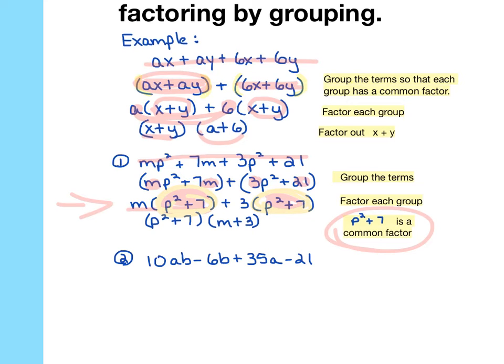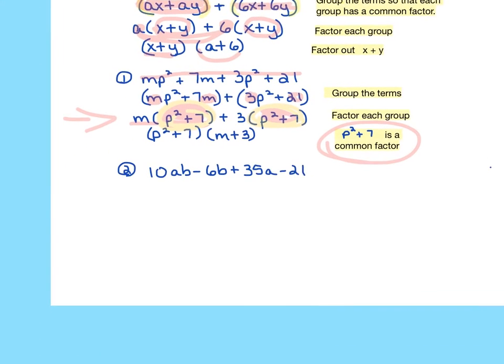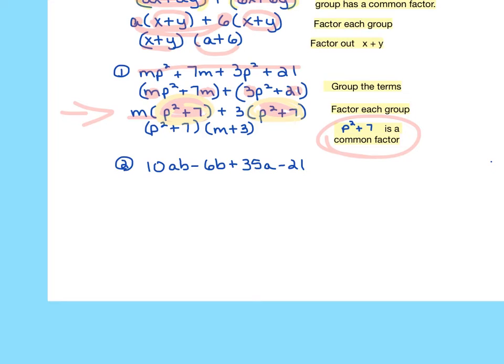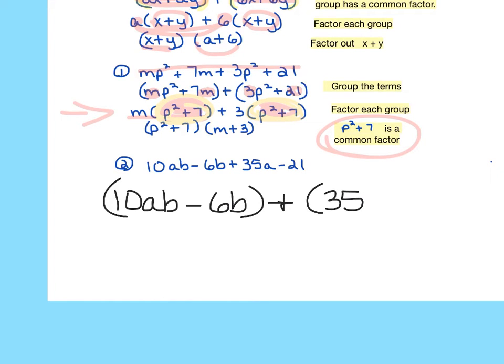Let's try the next example. All right, I'm going to rewrite my problem here and add in my parentheses. I'm going to leave it in the same order. So I'm going to write 10ab minus 6b, put it in a parentheses. And then I'm going to write the 35a minus 21. What is going to be the greatest common factor of my first set of parentheses? What number and what letter is in common?